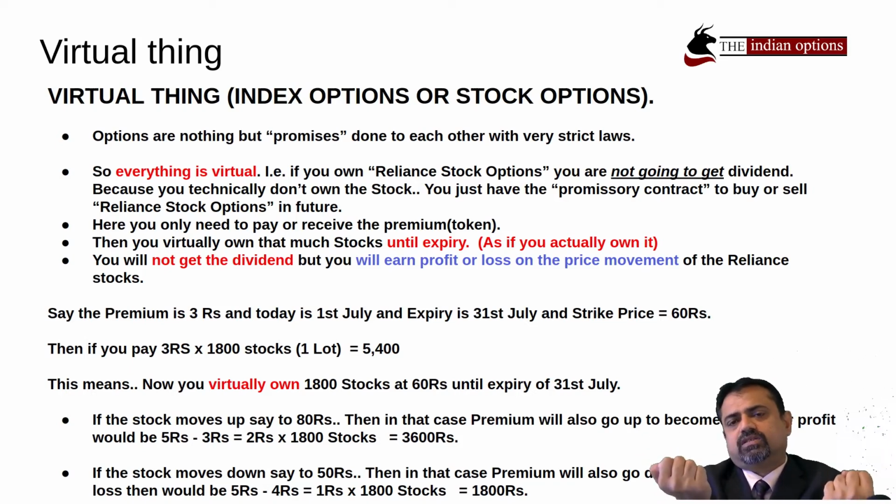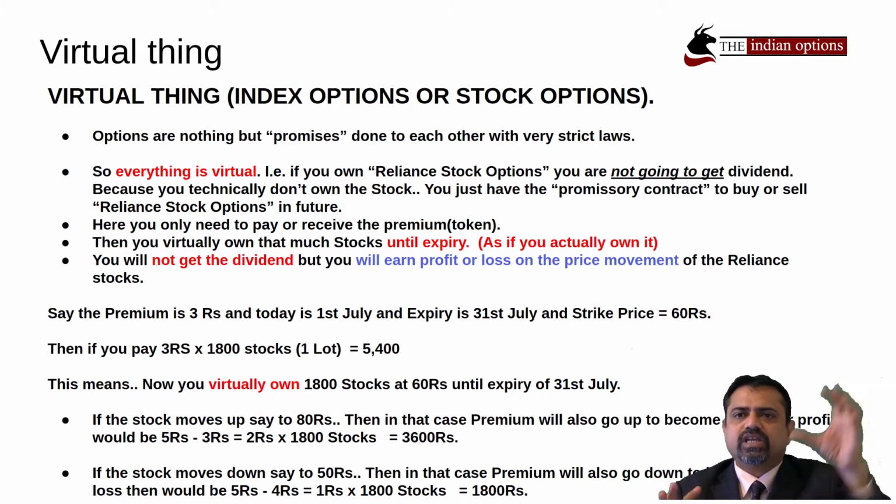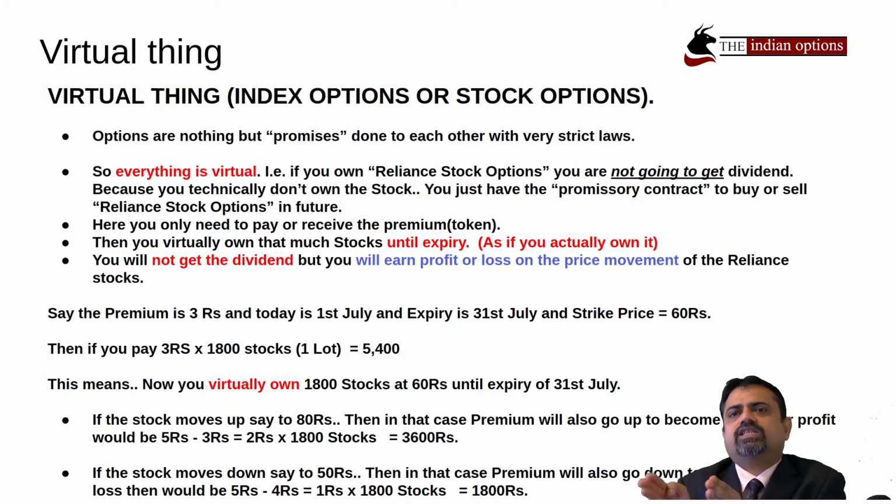So in options, the reason why options is very important and very famous and very liked tool by a lot of people is because you just need only partial of money and only certain period of time. You can have that 5,400 one lot only until expiry. After expiry, you don't have anything. It disappears from your demat account. So it's really a virtual thing.